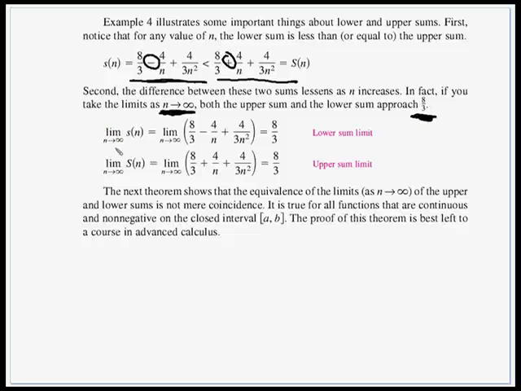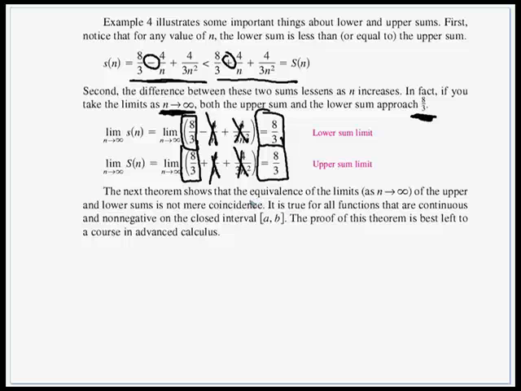So we apply this idea of a limit. As n goes to infinity of this, the 8/3 stays. But as this denominator goes to infinity, this term goes to 0: 4 divided by infinity is 0, and 4 divided by 3 times infinity squared is 0. So we're just left with 8/3 for the lower sum. If we apply the same limit idea to the upper sum, we have the same 8/3 at the front, and then 4 divided by infinity is 0, and 4 divided by 3 times infinity squared is 0. Our upper sum is also 8/3.